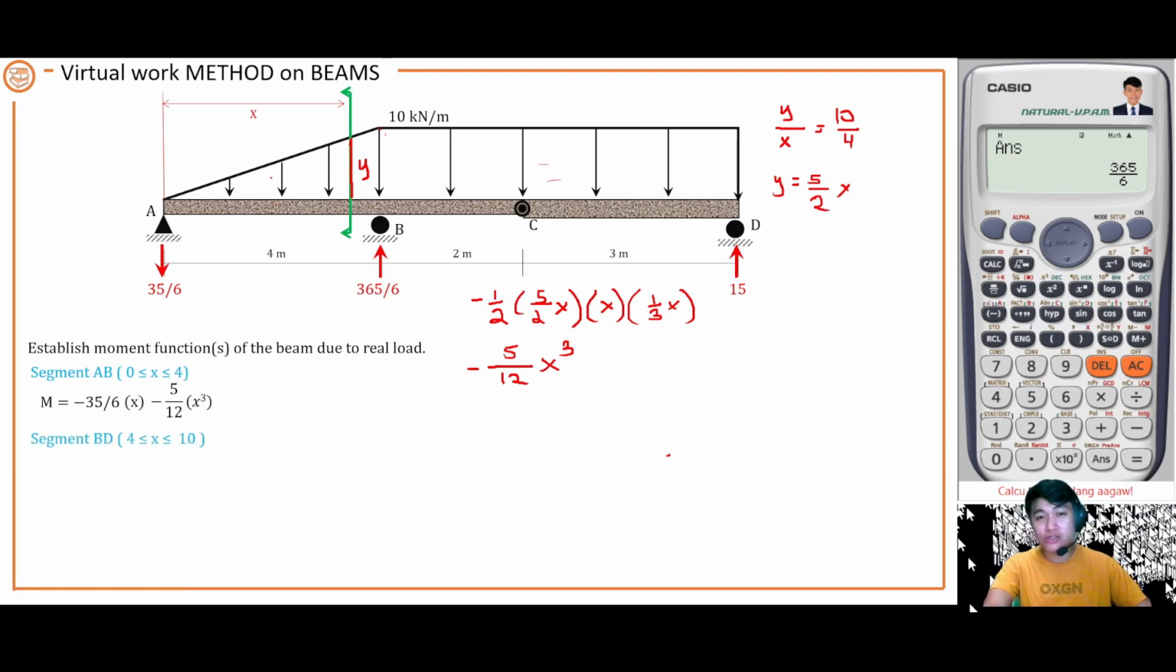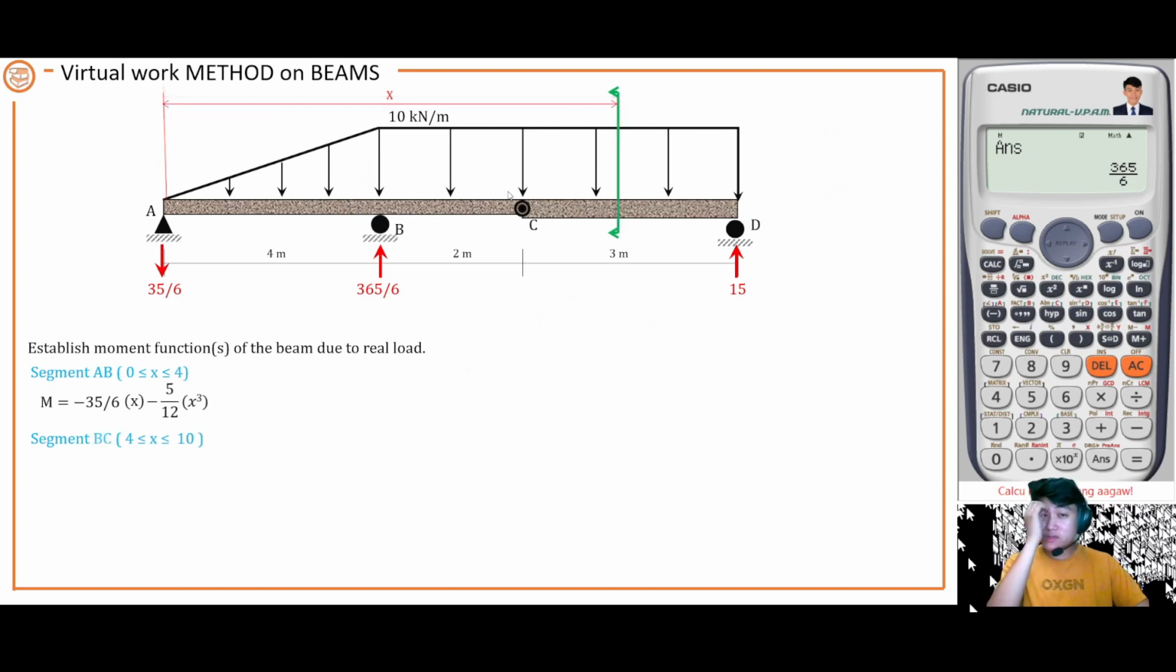Let's move the cutting section to segment, say C to B to D. So let's take the moment of the loads. This cutting section is limited only from 4 to 9, no? 4 to 9 meters. So let's take the moment about that cutting section. So counterclockwise negative, and the distance x.